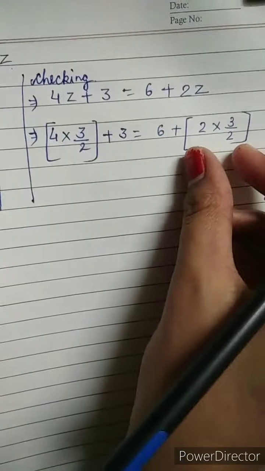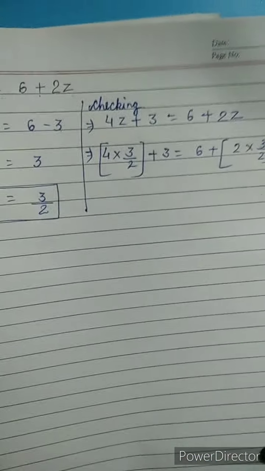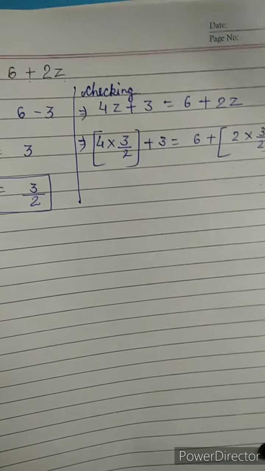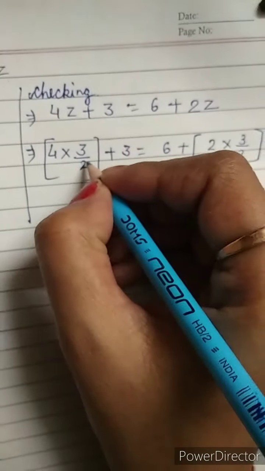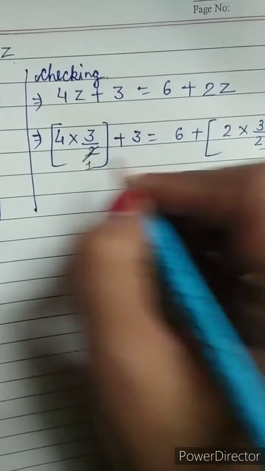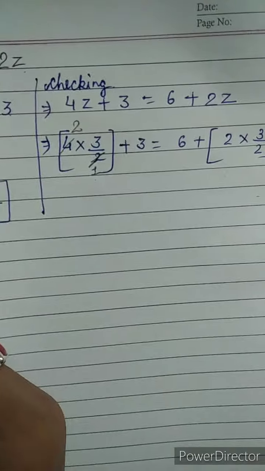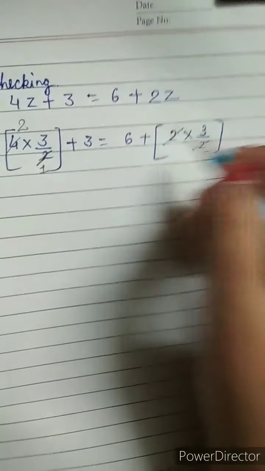This bracket term is considered as only one term, that's why we will reduce it from the denominator to the numerator, numerator to denominator. So when we reduce 4 and 2 together, in the table of 2, 2 comes one time and 4 comes 2 times. Here 2 and 2 cut.